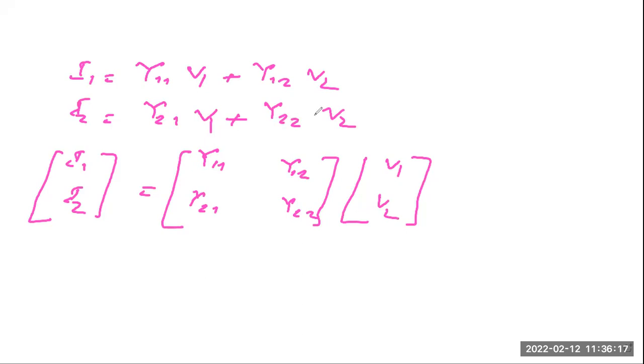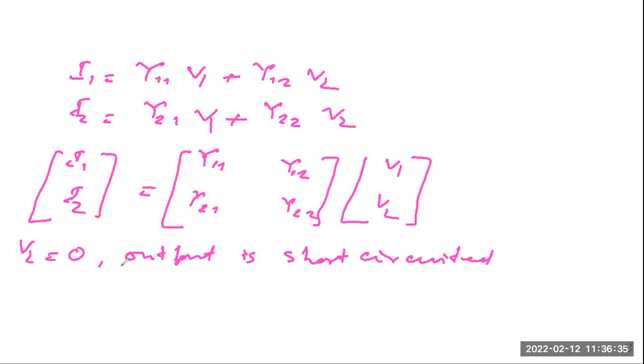So how to calculate? First of all, if we make V2 equal to 0, V2 equal to 0 means the output is short circuited. So if V2 equal to 0, we can calculate Y11. Y11 equal to I1 by V1, and then Y21 equal to I2 by V1. Is it clear? Any doubt?